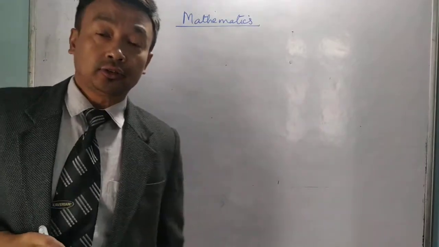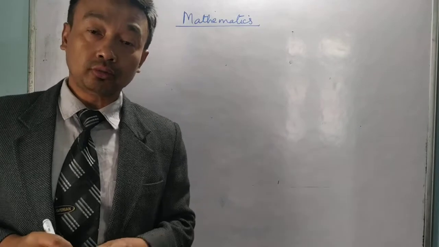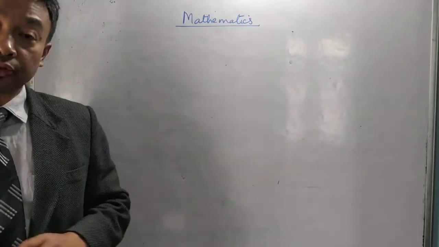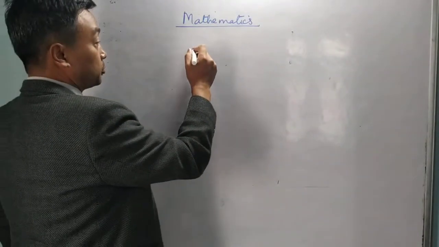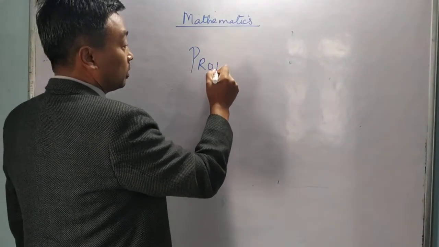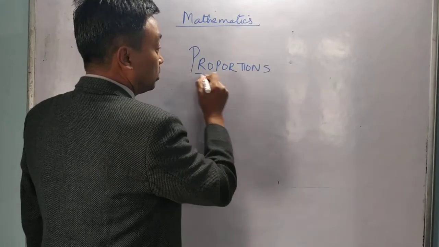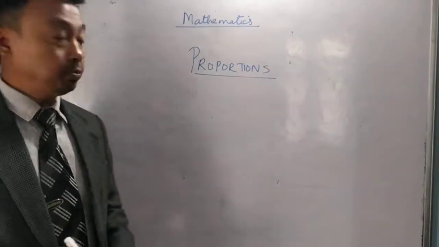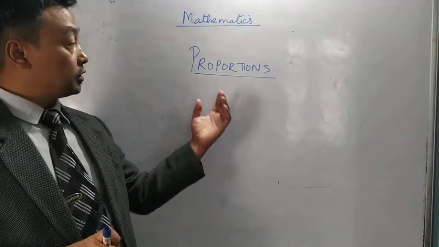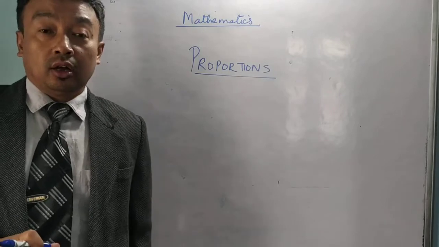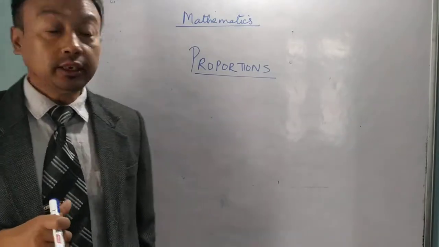In the class last time, we were discussing the 7th chapter, that is ratio and proportion. Ratio we had almost done and completed. Now today we are going to start proportion. This proportion is also quite simple. It is related to the ratios. In the proportion there will be two ratios and they will be equal.